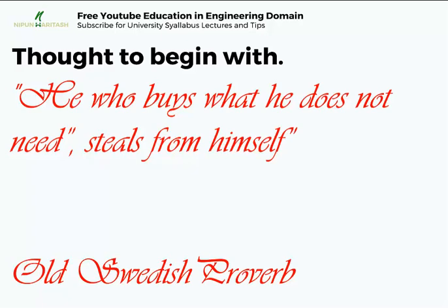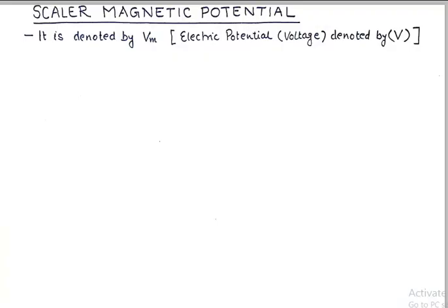The first key point is that it is denoted by Vm. Now the reason why scalar magnetic potential is denoted as V with a subscript m is that electric potential or the voltage is denoted by V. So it's convenient to denote scalar magnetic potential as Vm.